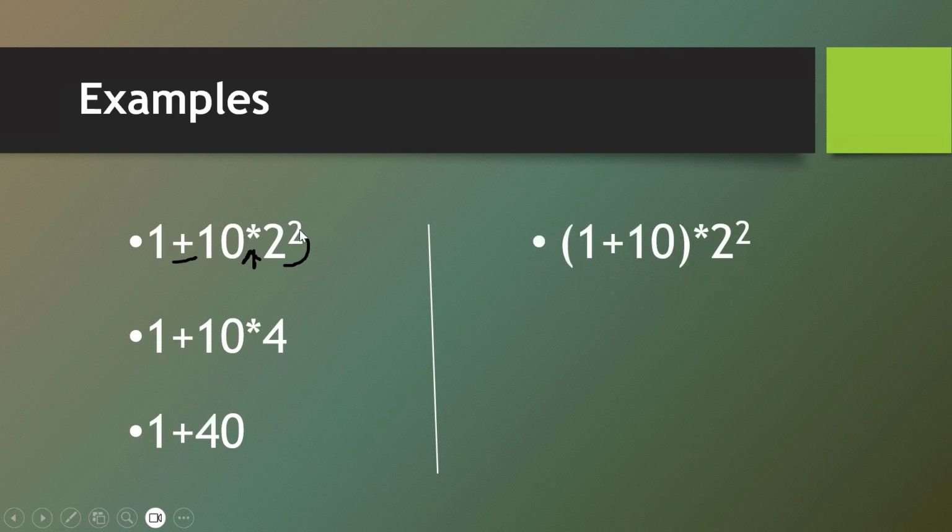The same numbers in the same order with the same operators. So this is 1 plus 10 times 2 to the power 2, and here are the same. The only difference is that we added the addition between brackets. Why? Because I need to apply the addition first.